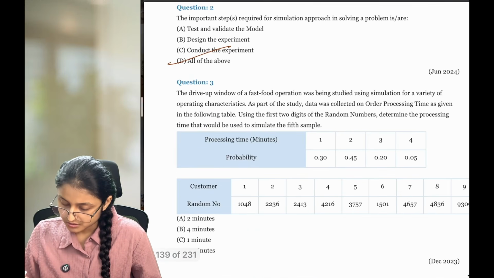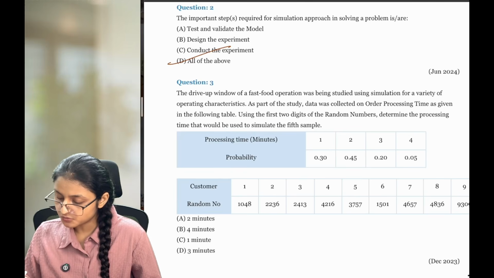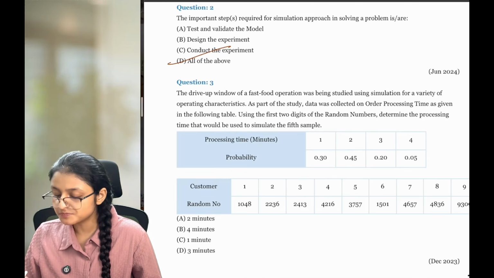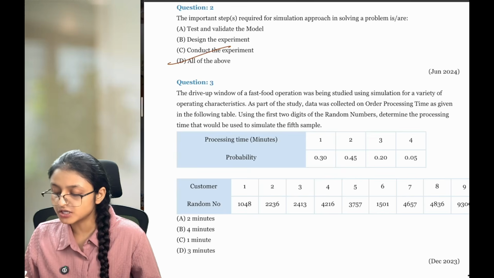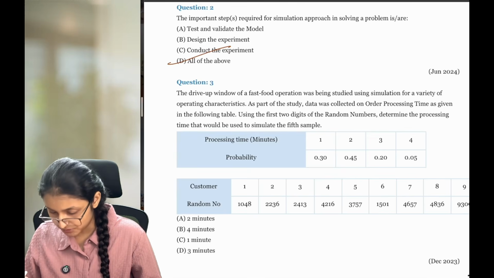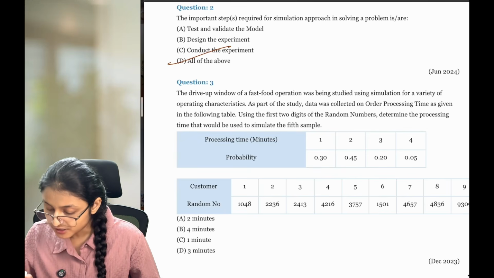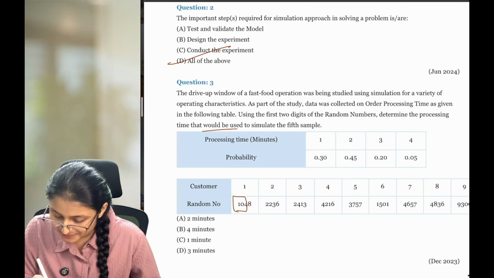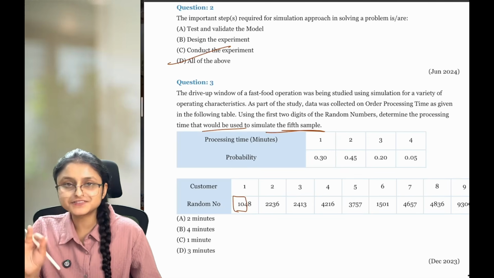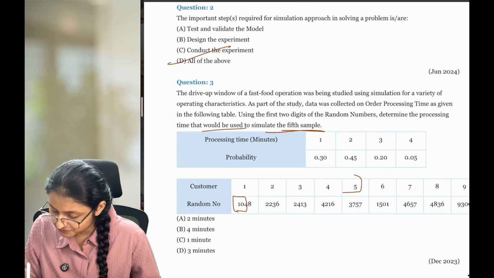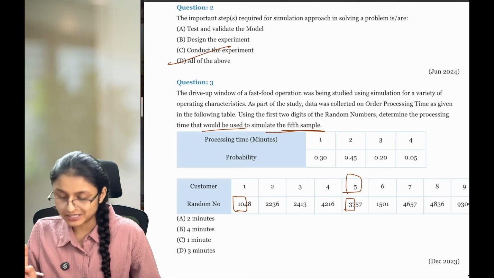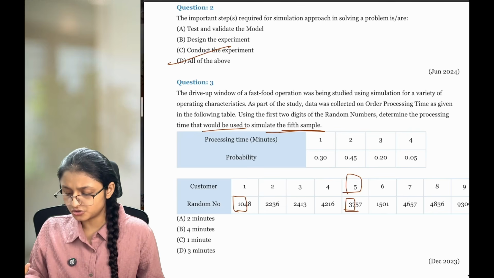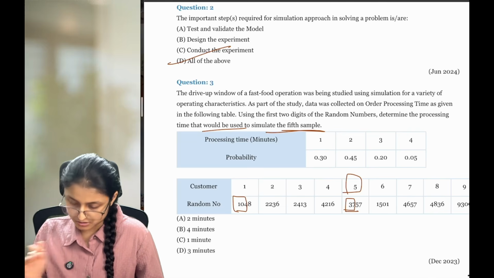Next. The drive-up window of a fast food operation was being studied using simulation for a variety of operating characteristics. As part of the study, data was collected on order processing time as given in the table below. Using the first 2 digits of the random number, determine the processing time that would be used to simulate the 5th sample. So you need to simulate the 5th sample by using the first 2 digits of random number only. Okay? Because for processing, you are using first 2 digits only. You are not going to consider any other digit after that.